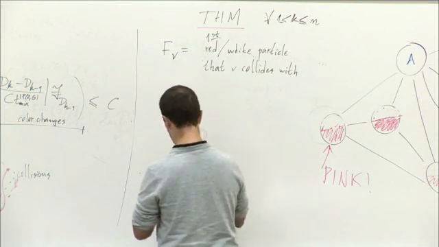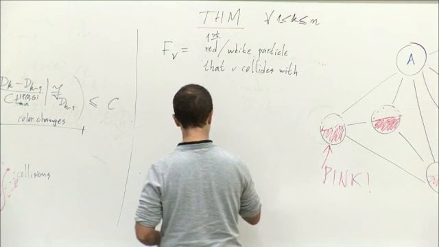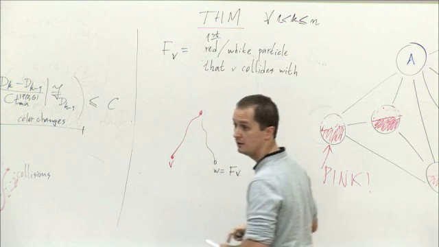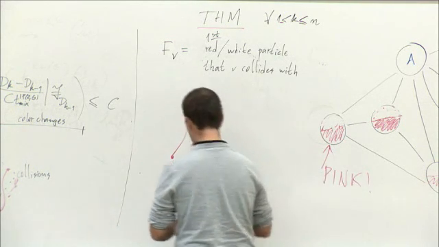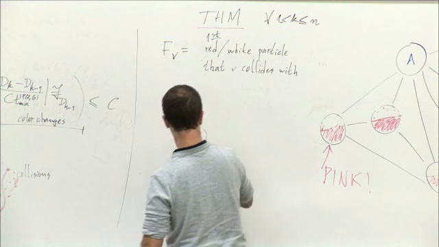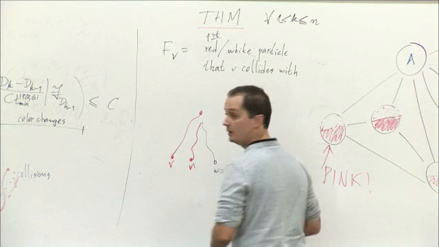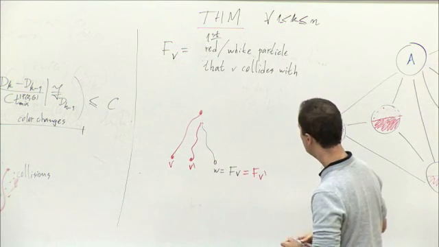So this means that here you have V, here you have W, which equals f of V. And here you have some V prime that also collided with this one. So this guy is also f of V prime. But how do you control this, right?